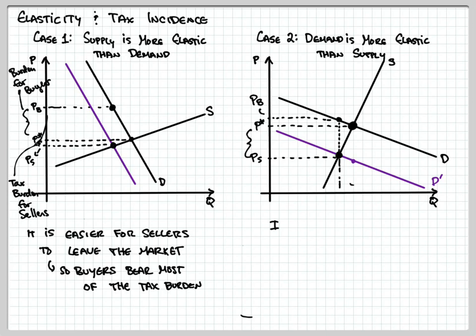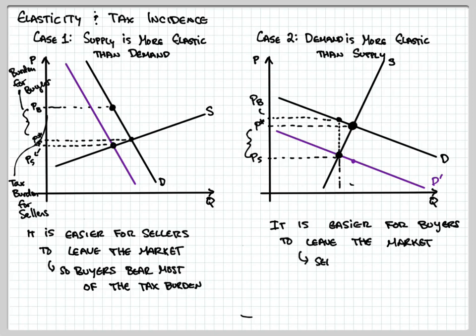So it's easier for buyers to leave the market than it is for sellers. And so sellers bear most of the tax burden.